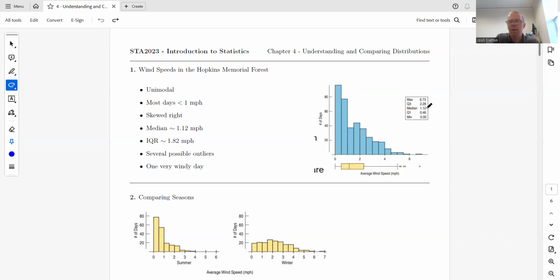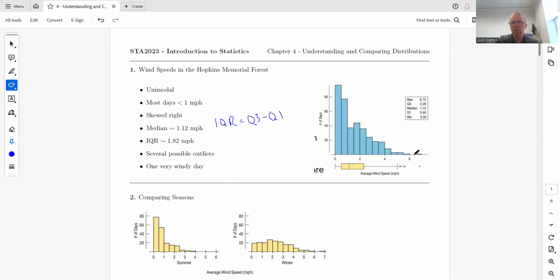Median, and for this you'd have to go to the summary there, 1.12, and then IQR is 1.82. And if you remember from the previous chapter, IQR is Q3 minus Q1. So that would be the 2.28 minus 0.46. That gives us the 1.82.